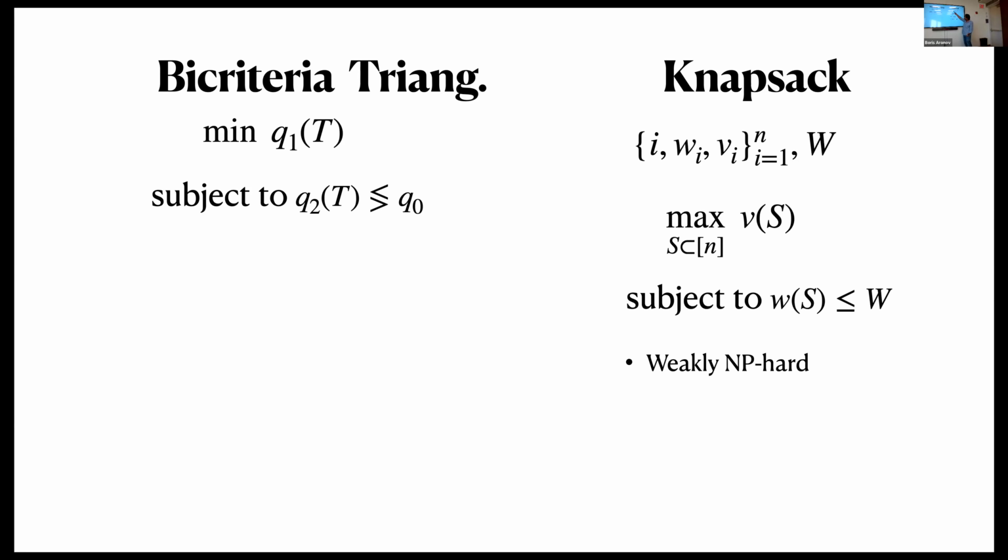So the input to the problem is n items with their weights and values and the size of the knapsack. And the output of this problem is the best value subset of the items that still fits in my knapsack.